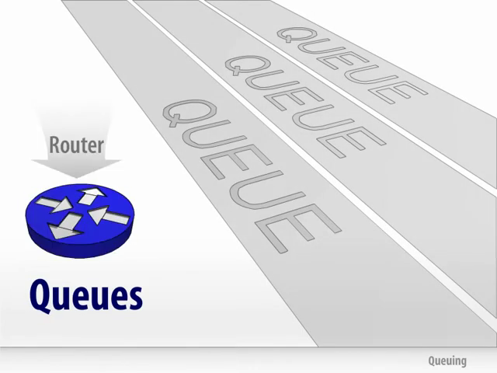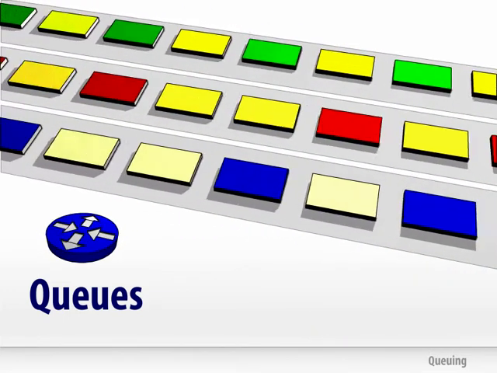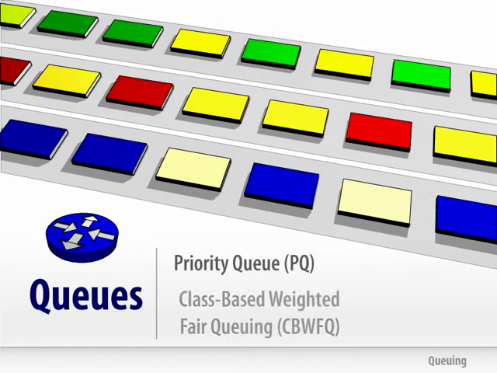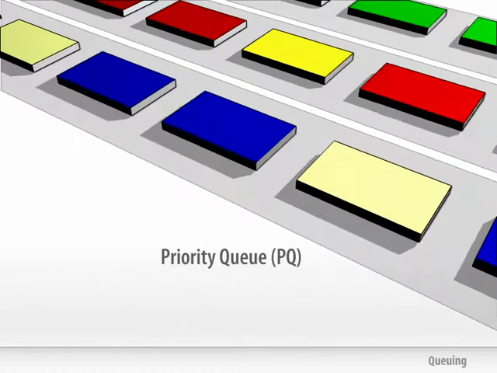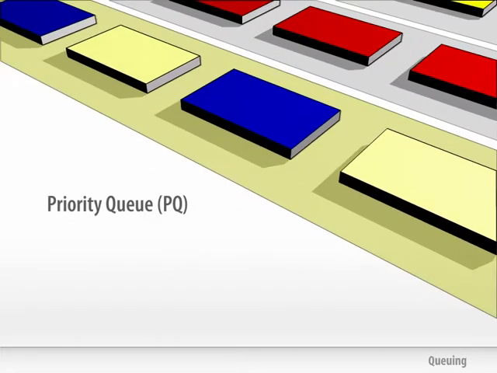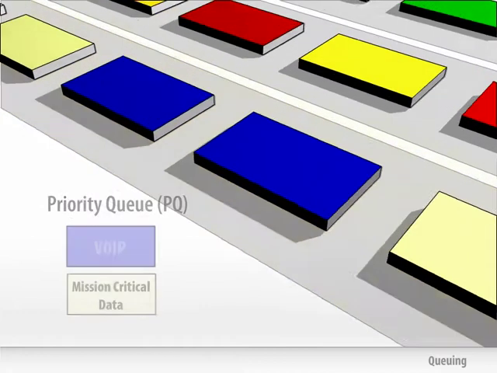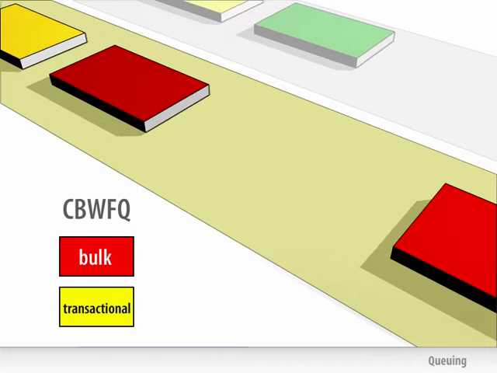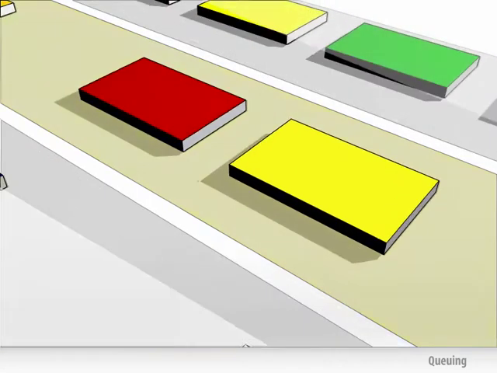There are several types of queues built into the network devices. For Cisco devices, the two most common are priority queues, or PQs, and class-based weighted fair queuing, or CBWFQ. Priority queues are designed for use with packets that require low latency and low jitter treatment. CBWFQ is designed for bulk and transactional traffic that are not as time, loss, or jitter sensitive.